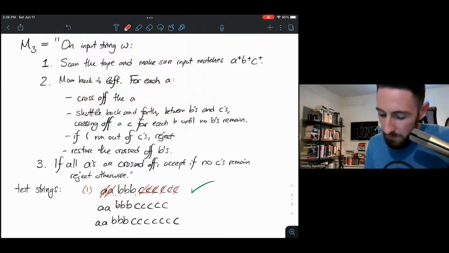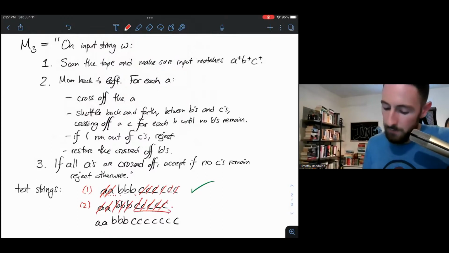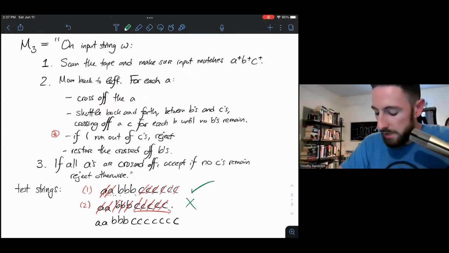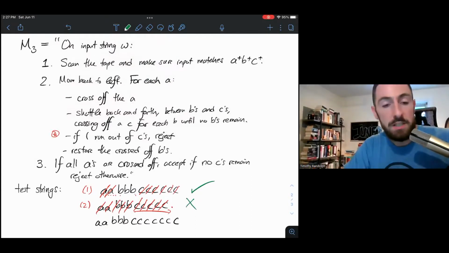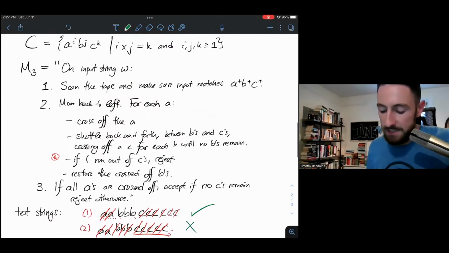Now let's consider what happens on my second example string. Here, I cross off an A, then I cross off 3 B's and 3 C's, uncross my B's, cross off my second A, B, C, B, C, B. Whoops, there are no C's left. So in this case, I use my special case. If I run out of C's, reject. And now I can see, running out of C's will tell me that K is less than I times J.